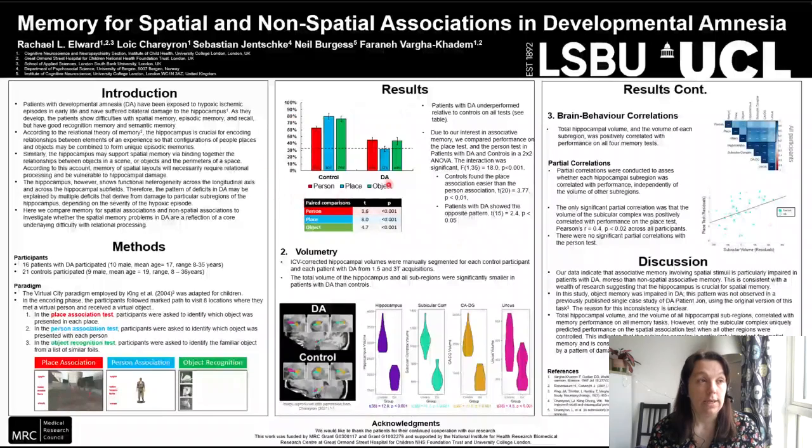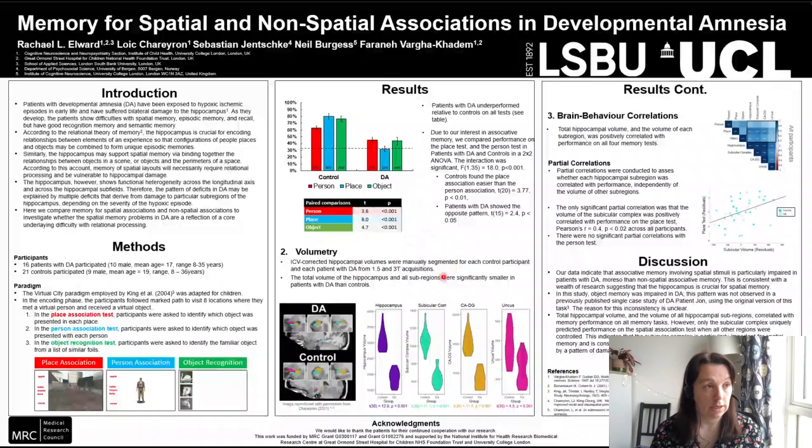The results show that the DAs underperformed relative to controls on all of the tests. And we were particularly interested in whether or not there was a difference in the person and the place association, because they're both associative memory, but one is more spatial than the other. So here we did a 2x2 ANOVA between patients and controls, just comparing person and place associative memory tests, and we got a crossover interaction such that the controls found the place association easier than the person association, and the patients got the reverse pattern: they found the person association easier than the place association.